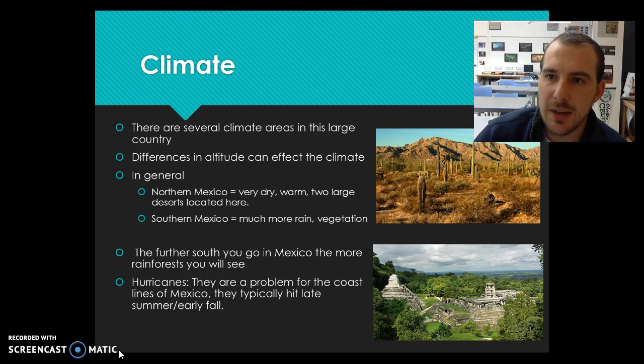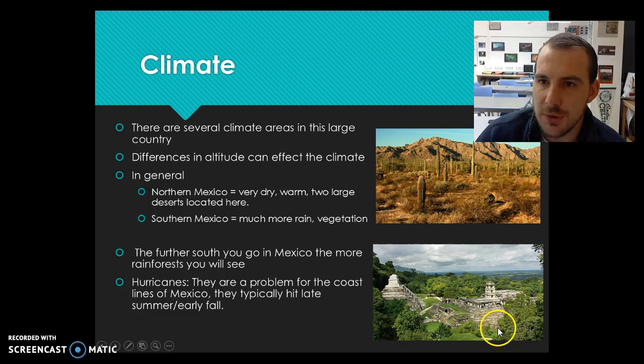And also another thing that can vary the temperature and climate is the altitude. Many different altitudes in Mexico obviously have a big impact. But in general, northern Mexico is very dry, warm, and there's actually two major deserts that are part of northern Mexico. So the picture right here is northern Mexico in general. Southern Mexico has much more rain and vegetation, and if you keep going south, this is what you're going to see.